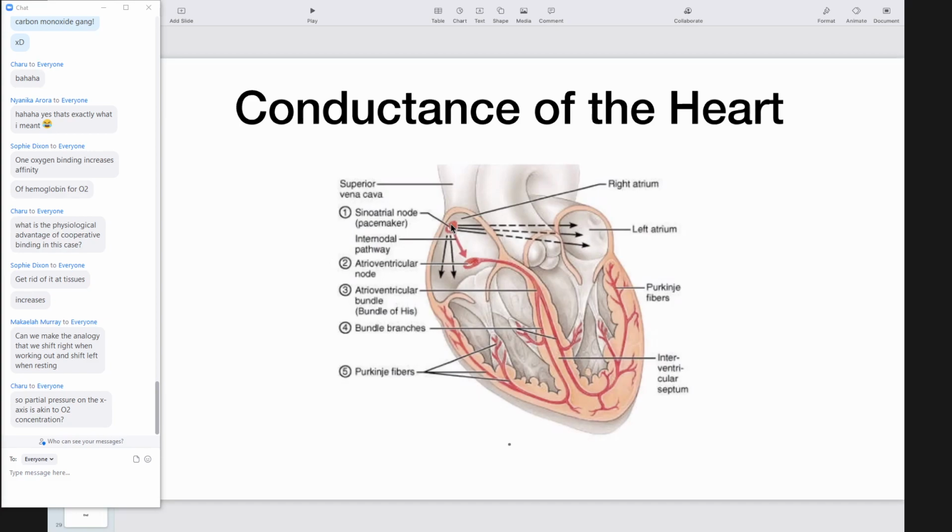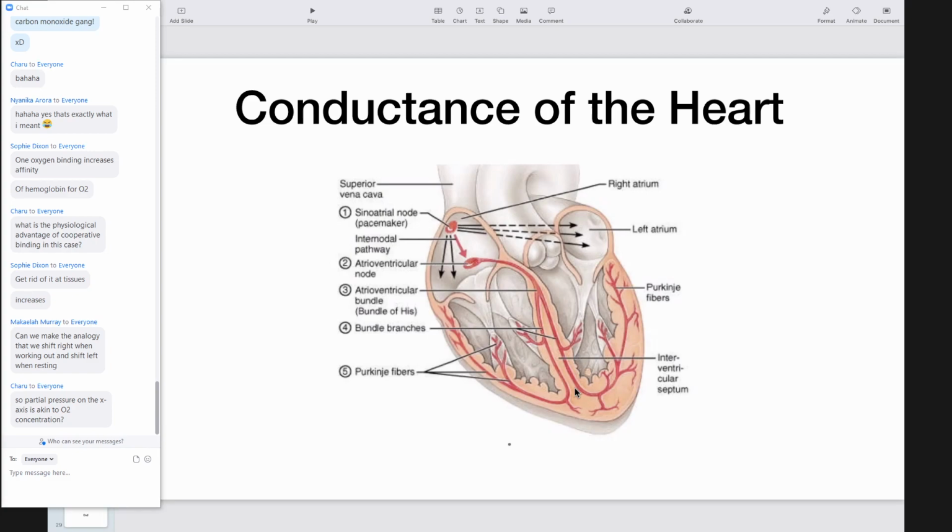What's going to happen is we're going to get a signal from the SA node. The SA node is going to send an electrical signal to both atria. It's going to travel throughout the atria, and the atria are going to contract. As that electrical signal passes through the atria, it'll reach the AV node. So the AV node is shown right here. It's going to send an electrical signal down the bundle of His, out through the Purkinje fibers, and then the electrical signal is going to cause both ventricles to contract.